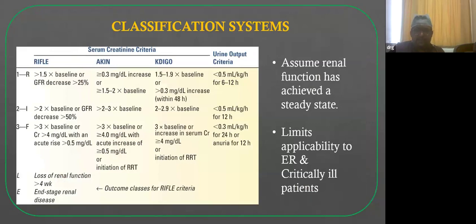There are various definitions and classifications of acute kidney injury, but none of them define it in a proper manner, so it makes it difficult to stage and makes comparison difficult. RIFLE, AKIN, and KDIGO are the most commonly used criteria. KDIGO is most commonly used, but the issue with these criteria is that they assume renal function to be in a steady state, which limits their applicability in critically ill patients, where it is not true.